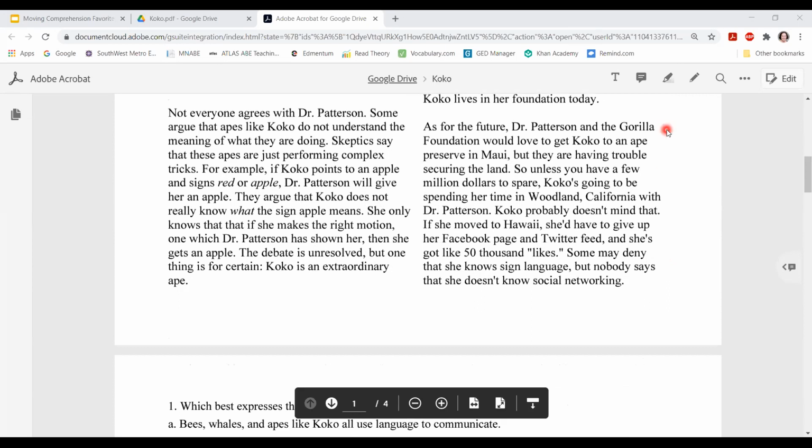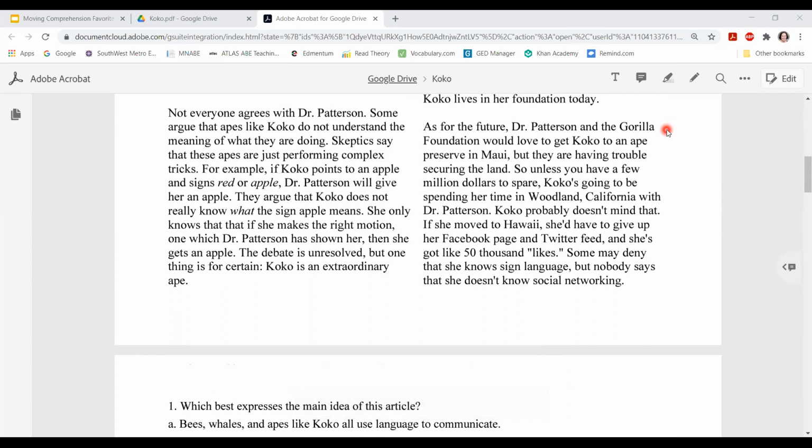As for the future, Dr. Patterson and the Gorilla Foundation would love to get Coco to an ape preserve in Maui, but they are having trouble securing the land. So unless you have a few $1,000,000 to spare, Coco's going to be spending her time in Woodland, California with Dr. Patterson.